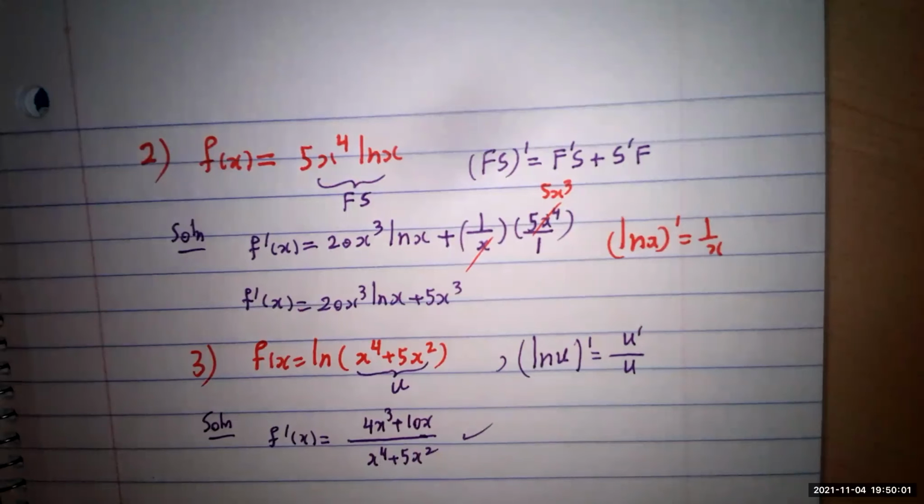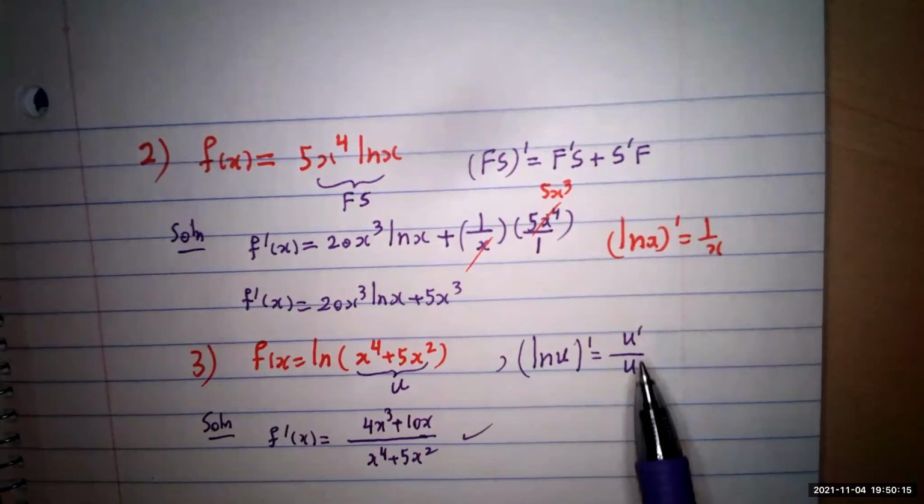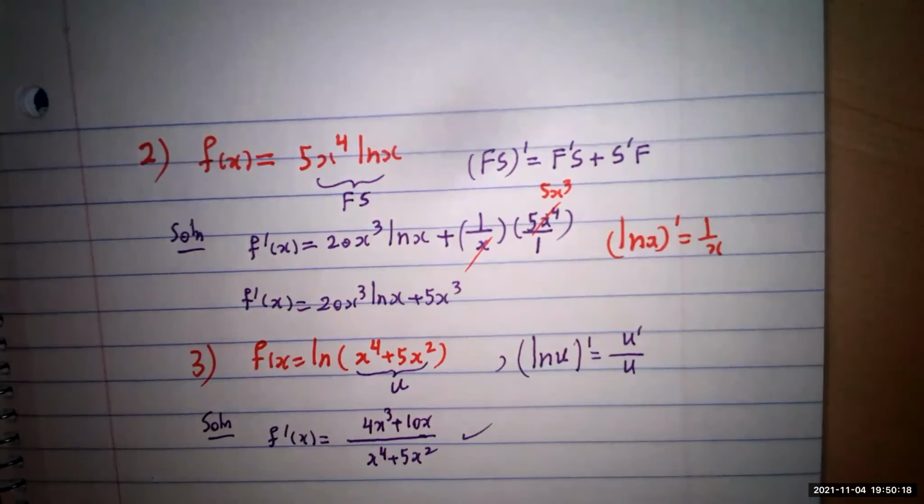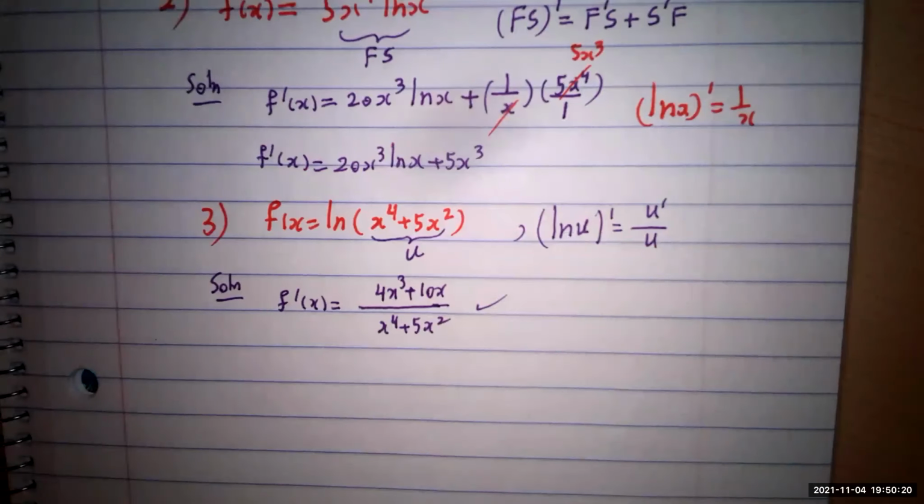U prime over u. I've seen some people, they made a mess for this one. They try to simplify it. You're not supposed to. Sometimes you may get the chance to simplify it, but it's not your job. You just want to find the derivative of the function, and that's u prime over u. There is no ln when you do it to get this number. Any question? So that's going to be the chain rule type.